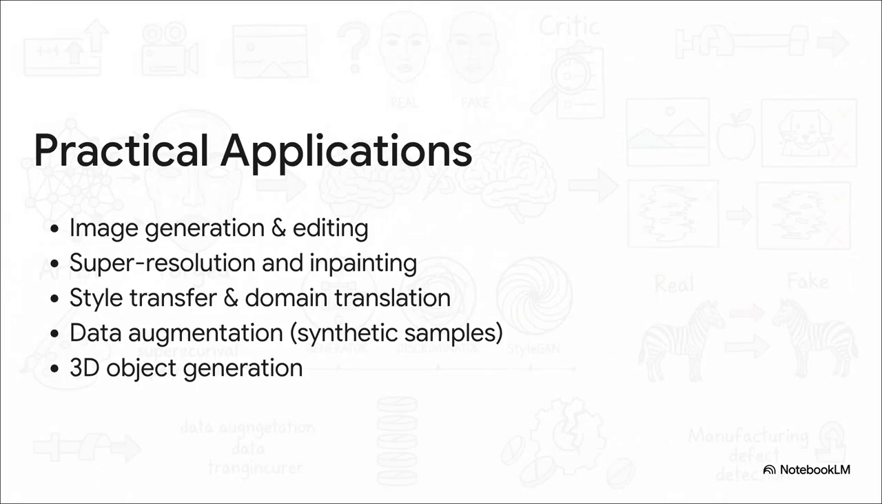Let's get a little more specific. Beyond just creating images from nothing, GANs are wizards of transformation. You've got super resolution, which can take an old blurry video and make it crystal clear. There's style transfer, and this is wild. It can literally take a video of a horse and turn it into a zebra. But maybe the most important use is something called data augmentation, which is really just a fancy way of saying creating more data when you don't have enough.